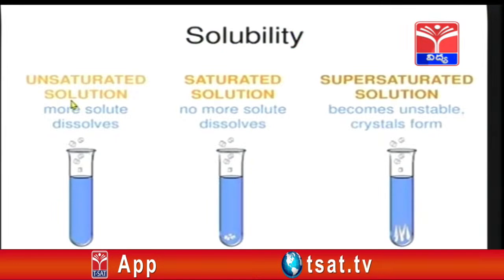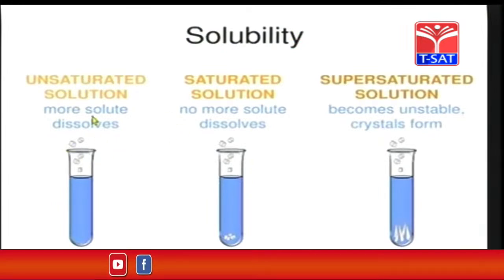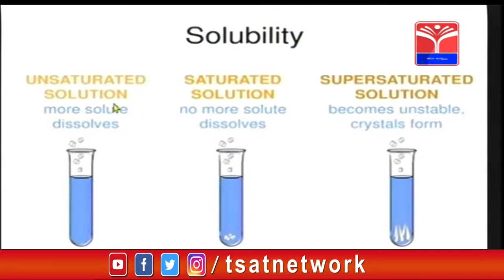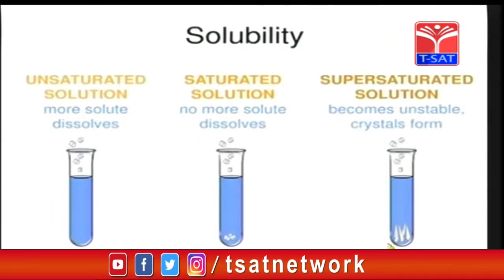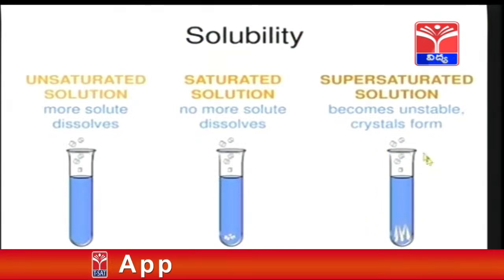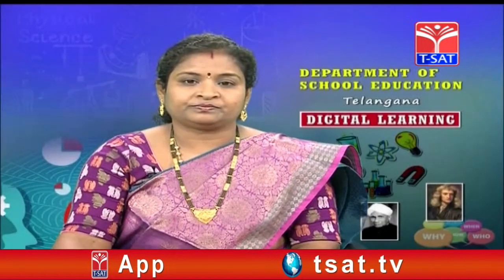So what is unsaturated? If the solute present in this solution is less than the solubility, then we call it an unsaturated solution. Then what is a supersaturated solution? If the solution contains more solute than the solubility, then you can see if you keep on adding sugar crystals, they keep settling down at the bottom. Such a type of solution is called a supersaturated solution.